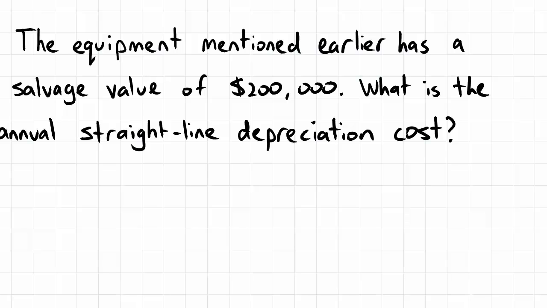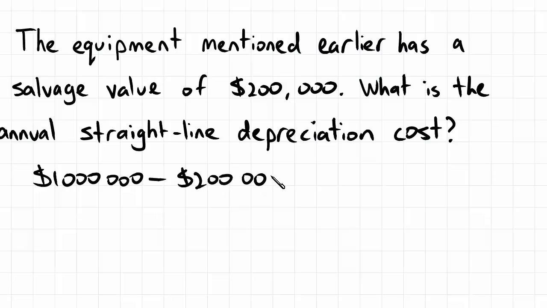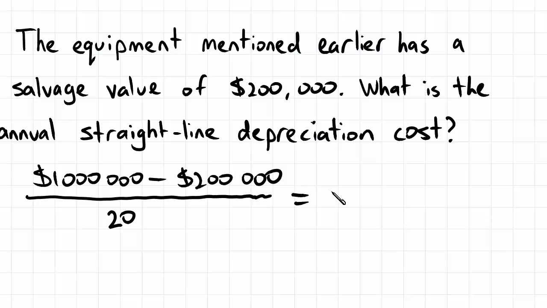So as we said before, we take the initial cost, which was $1 million, we subtract the salvage value of $200,000 in order to get the total loss of value over the life of the asset. And then of course we divide that by the number of years, which we said was 20. So this would come out to annual depreciation of $40,000.